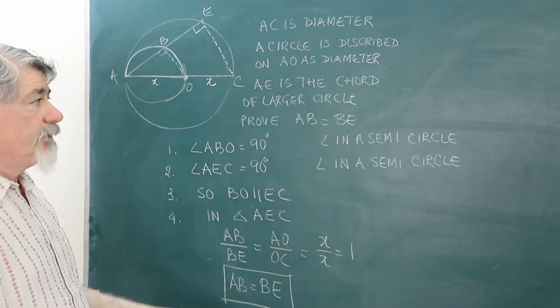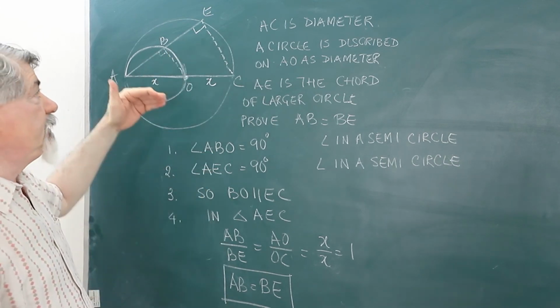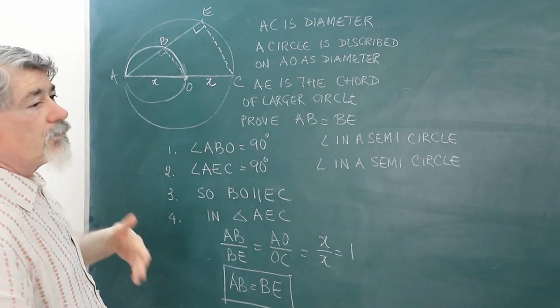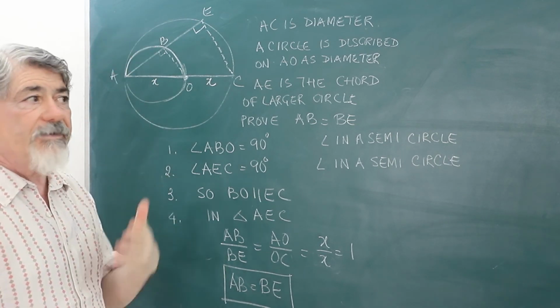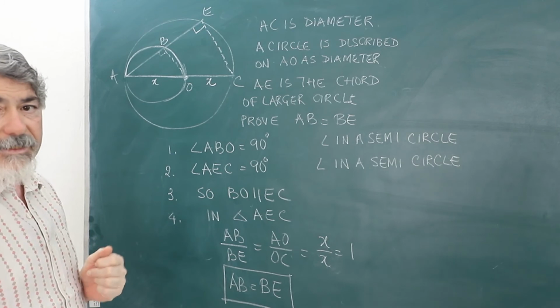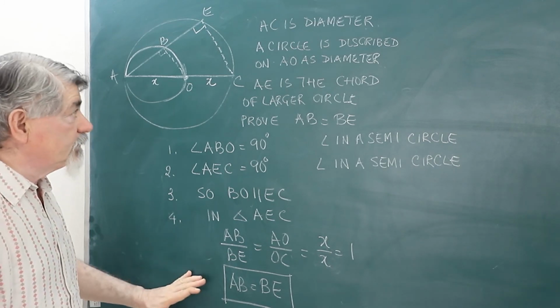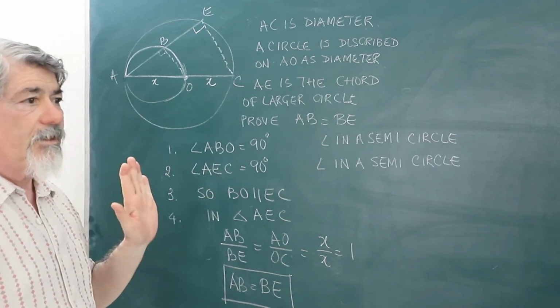We have used Thales theorem here, which says that a line drawn parallel to one side of the triangle divides the remaining two sides in the same ratio. This is the solution to this problem.